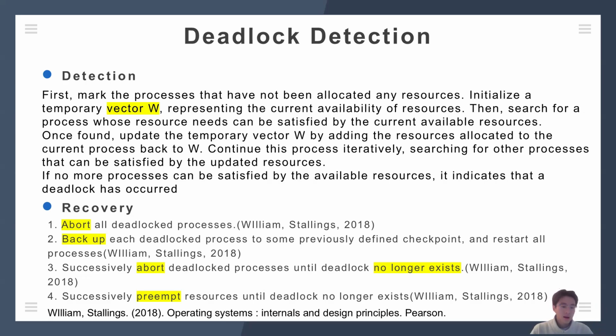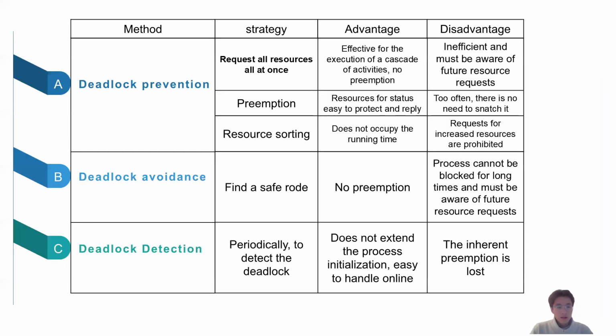And then William Stallings mentioned the four methods of recovery. The first, here you can see, and then, yes, this is the fourth method. About the advantages and disadvantages, you can see deadlock prevention. The advantage is that it's effective for the execution of a cascade of activities, no preemption. And the disadvantage is that it must be aware of future resource requirements.